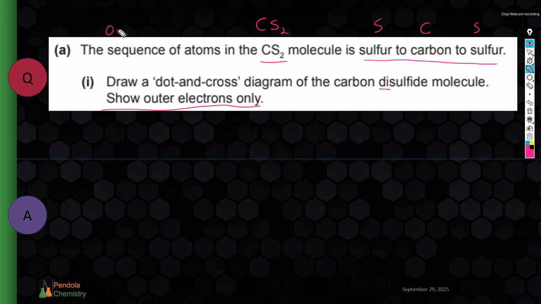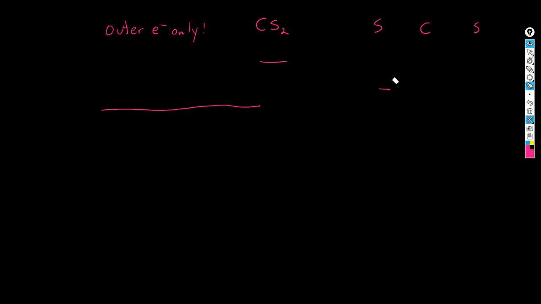All right, so we're going to draw it out here, outer electrons only, and we need to remember to follow that. So we're going to draw the carbon disulfide molecule. I have all my important information here. I know that it's CS2, I know that the order is sulfur, carbon, sulfur, and I know I only need to draw outer electrons. So let's start by drawing the sulfur. The first one, we'll draw in yellow, since sulfur is actually yellow. So we're going to draw our S here, and then put a ring around it to symbolize our outer shell.